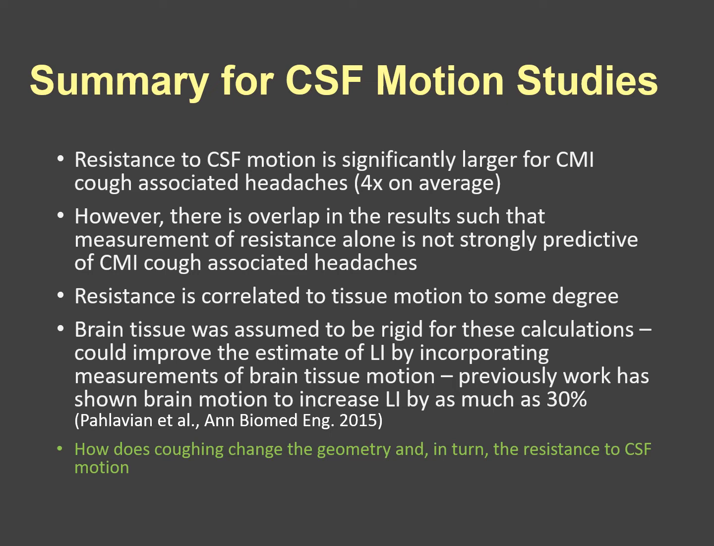And then finally, we're interested in understanding how coughing might alter the geometry and in turn the resistance to CSF motion. In other words, looking at the cardiac cycle may not present us with the situations that cause damage to nerve tissue. Maybe it's during Valsalva or coughing, and the gentle nature of the cardiac cycle is not the real culprit, and we need to look beyond that in order to find situations where damage occurs.